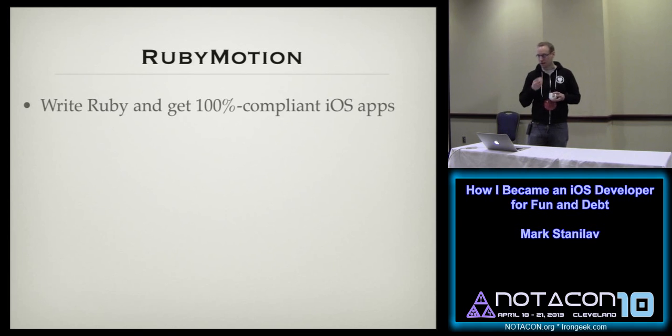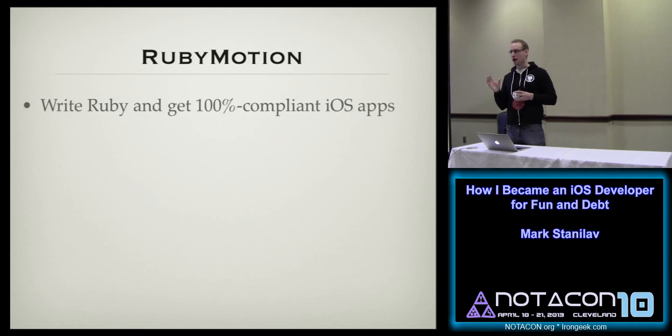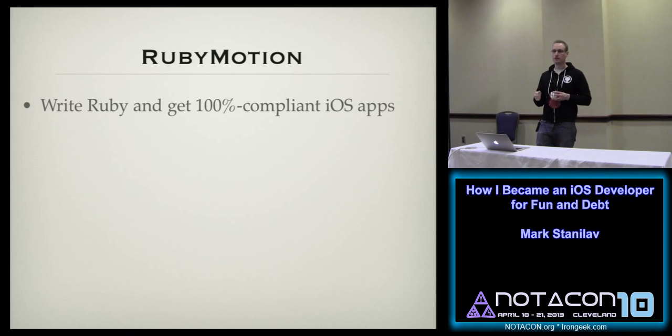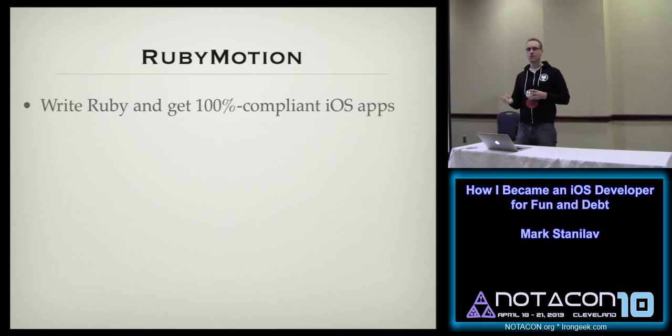RubyMotion. So effectively what happens, you write literal, correct, proper Ruby, and it builds 100% valid, compliant iOS apps.